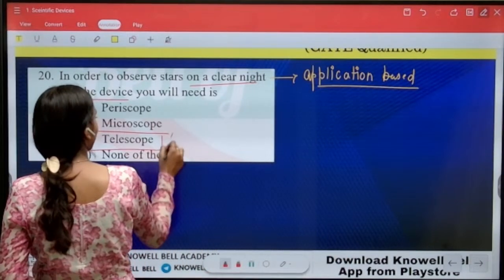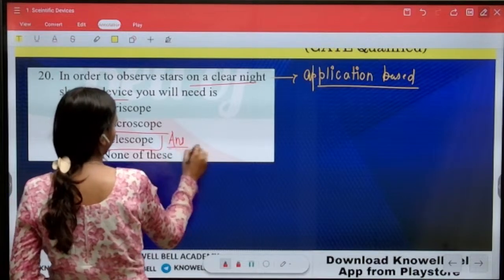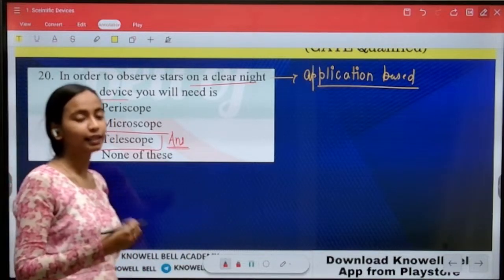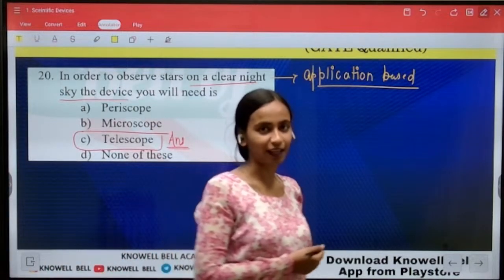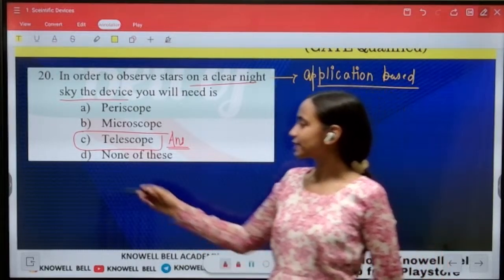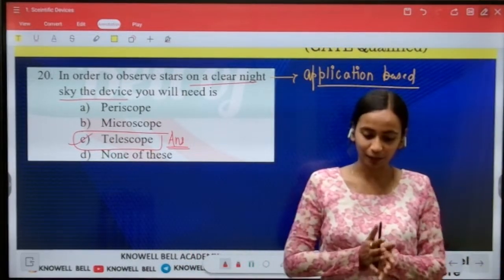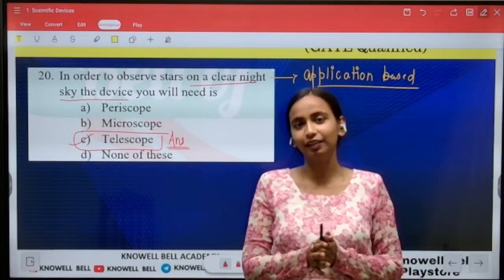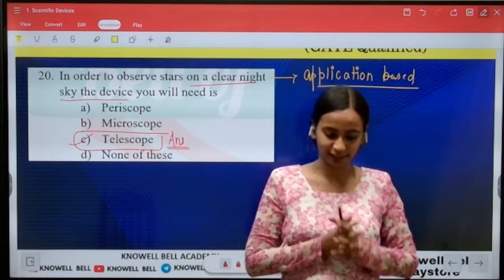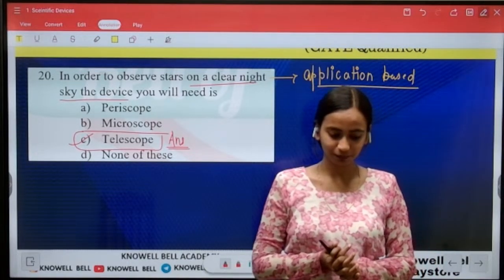We will be using telescope. Telescope helps us to observe the stars on clear night sky. So what is going to be the right answer for question? Option C, telescope. Okay, so with this everyone, we have summed up the 20 questions that we were targeted to complete in today's class.